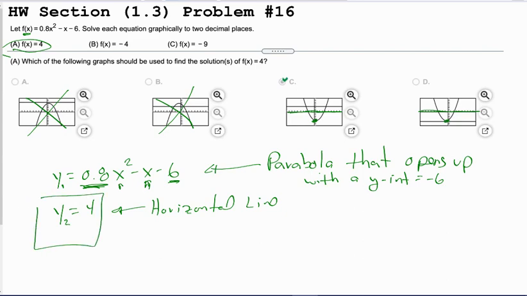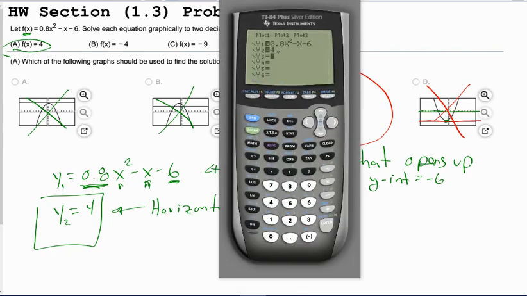Y equals 4 will be above the x-axis. This horizontal line is above the x-axis. This horizontal line is below the x-axis. So this would be the correct graph that shows the intersection of f of x equals 4 with the parabola. And we can solve for this in our calculator by hitting graph.